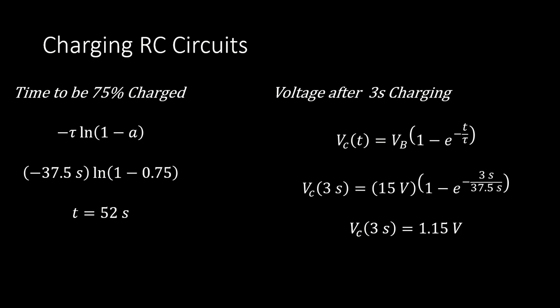That Euler number. Well, since we're using 3 seconds, let's just take our power supply of 15 volts times 1 minus e raised to negative 3 seconds over 37.5 seconds, which roughly gets to 1.15 volts. So after 3 seconds of connecting our power supply to our RC circuit, that equivalent capacitor will be risen to 1.15 volts.